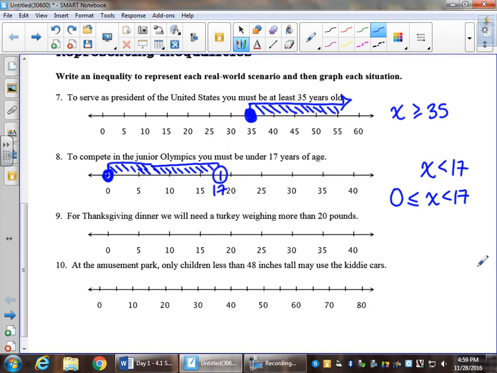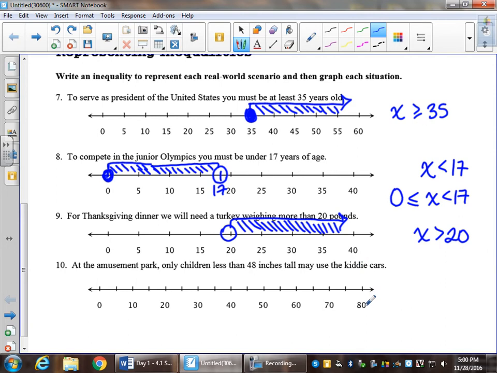For Thanksgiving dinner, we will need a turkey weighing more than 20 pounds. Open circle on 20, shade to the right. It has to be more than 20. 20 itself is not heavy enough. More than 20. X greater than 20. Again, if you think of money, to use a coupon, you have to spend more than $20. If you only spend 20, can't use the coupon. It has to be more than 20. Open circle on 20, shade right.